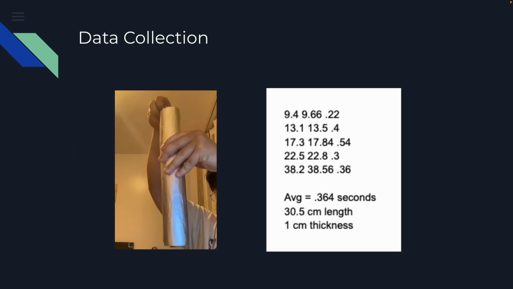Data collection. In the left image, you can see me dropping a magnet bar through the aluminum foil, and on the right side is how I calculate the data. The first number in the first column is the frame that the magnet enters the tube. The second number is the frame the magnet exits the loop, and the third column is the elapsed time. As you can see, the average was equal to 0.364 seconds. I also measured that the length of the aluminum foil was 30.5 centimeters long and 1 centimeter in thickness.